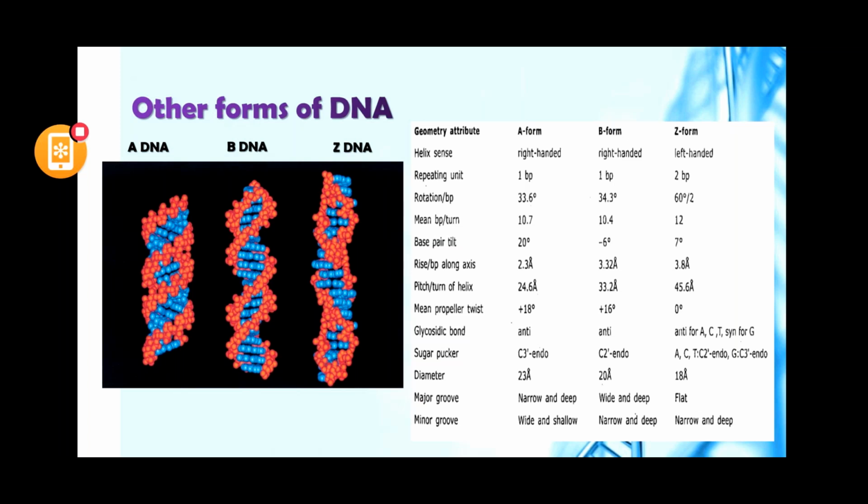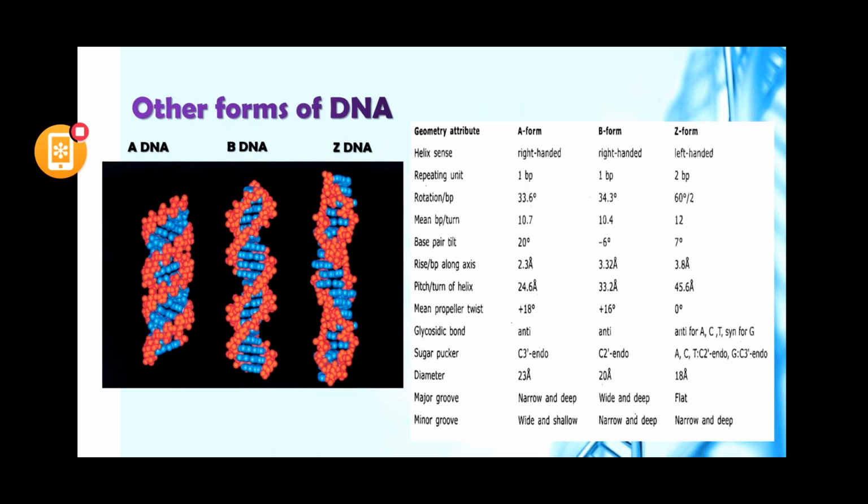Further, Z DNA is thinner. Thinner means the diameter of the Z form of DNA is smaller. It is only 18 angstrom, while the B form of DNA has 20 angstrom and the A form of DNA has 23 angstrom diameter. So the Z form is thinner than the B form and A form of DNA in case of diameter.